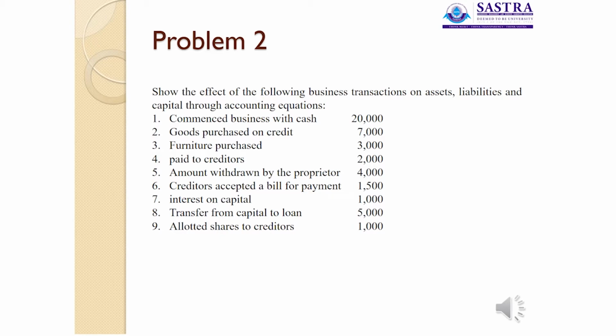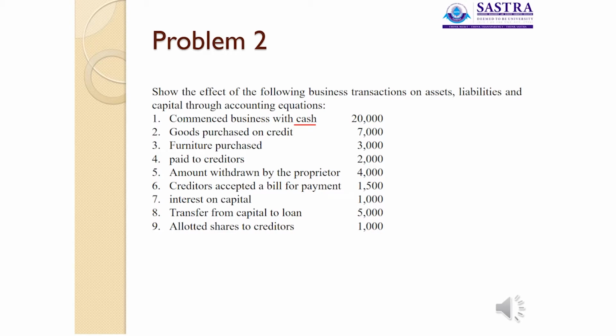So the accounting equation is prepared on the basis of assets, liabilities and capital. Here the first transaction is commenced business with cash. What are the accounts involved here? One is the cash account and the other one is the capital account. There are two accounts involved here. Cash increased, and automatically capital is also increased.